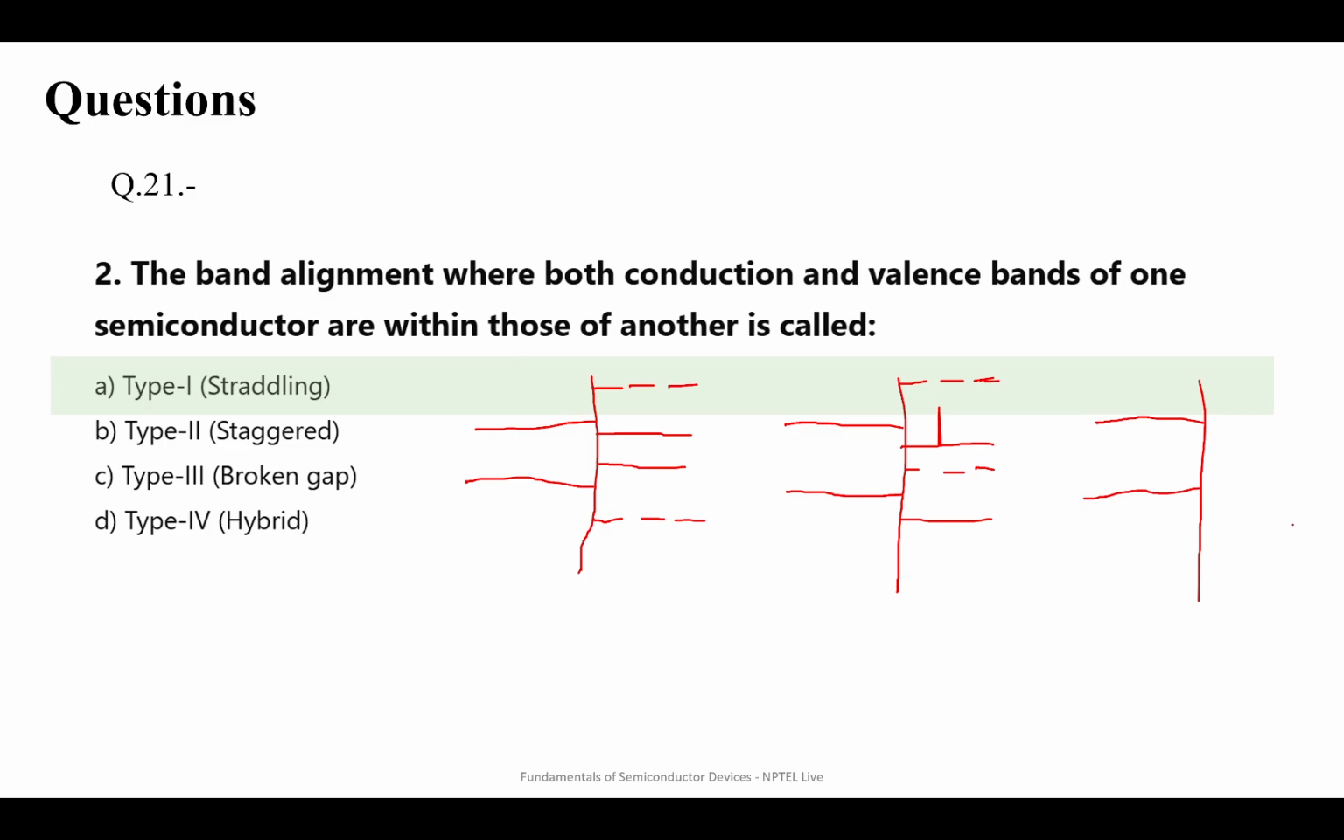And in type 3, you can have it like this. So in type 3, you can see there is no band gap overlap. The band gaps are completely outside each other. So you can see the valence band here is in the conduction band here, and the conduction band here is in the valence band here. So that is broken gap. There is no band gap overlap. This is type 3.